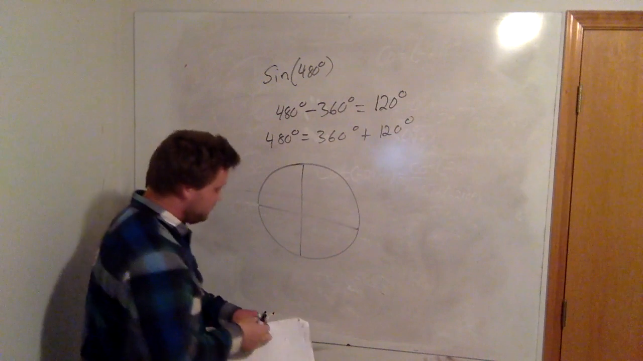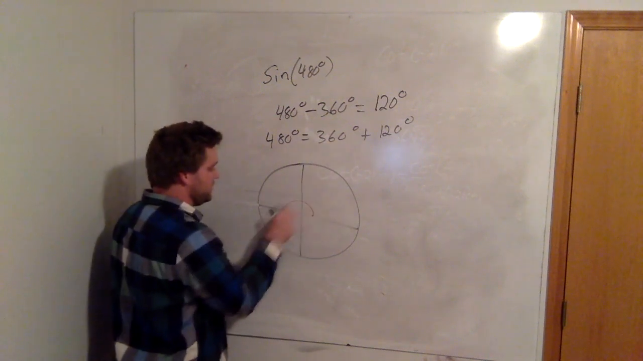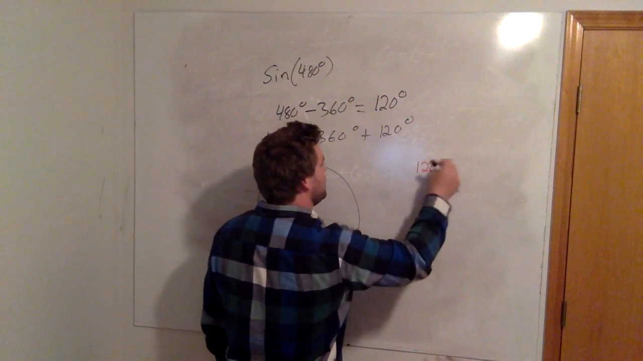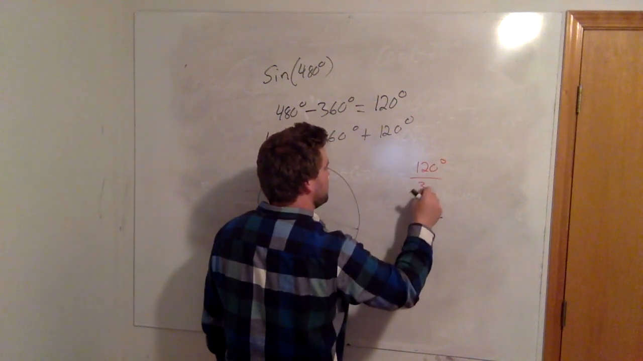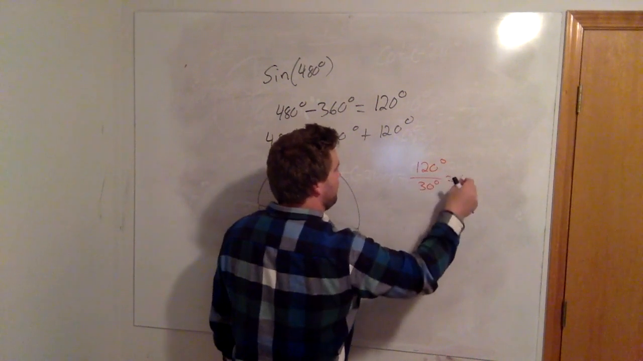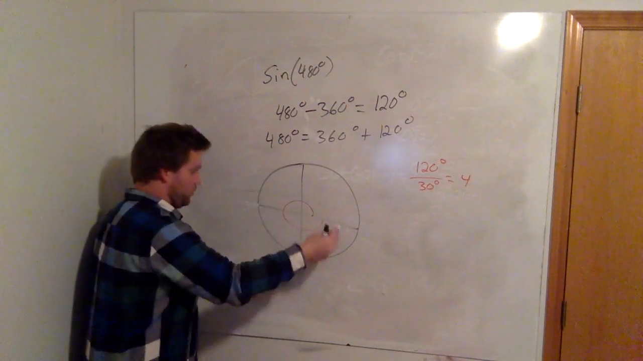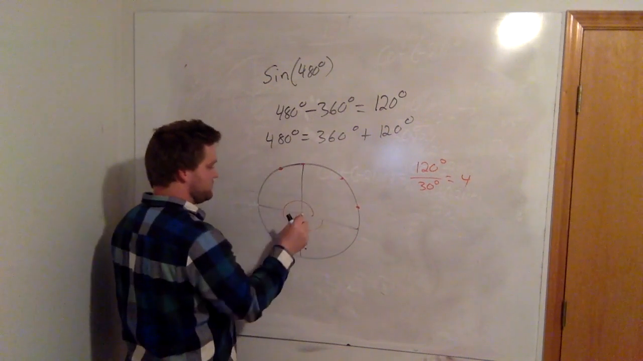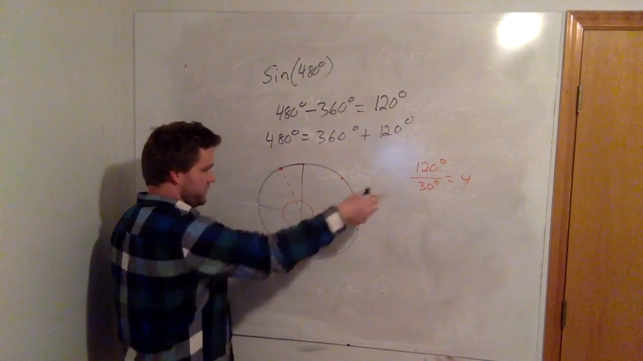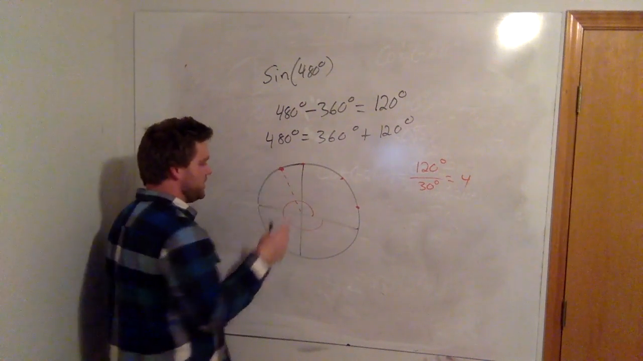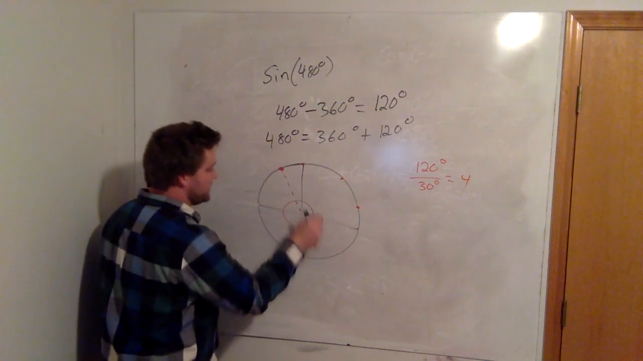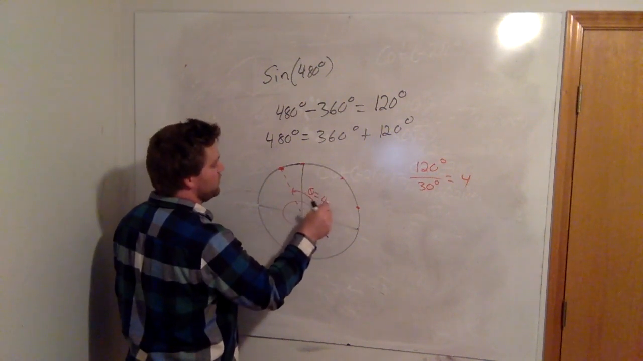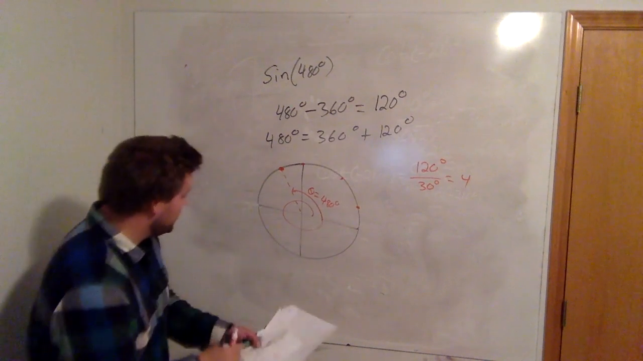Okay, well, what did we do? We went around a whole 360 degrees, plus an extra 120 degrees. 120 is an increment of 30, and what will that be, 4? So I'm going to go around one whole time, and I'm going to walk 4 increments. 1, 2, 3, 4 increments of 30 degrees. Okay. So if I go all the way around and then the extra 120 degrees, this is going to be an angle of 480 degrees.